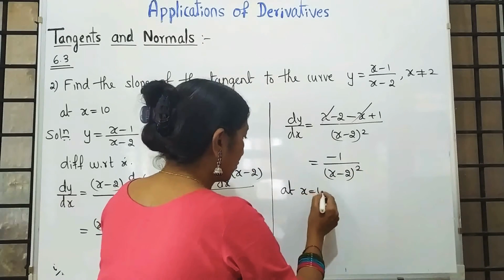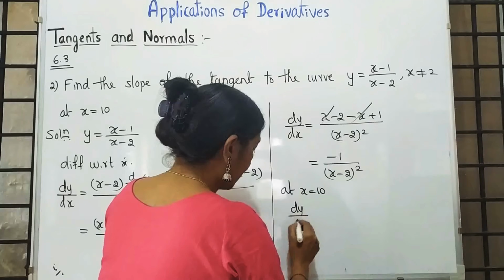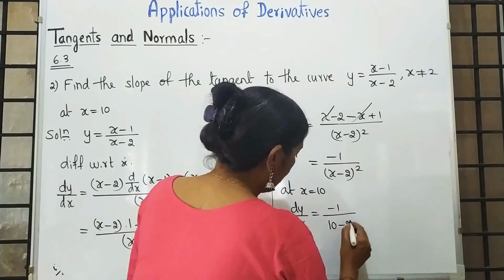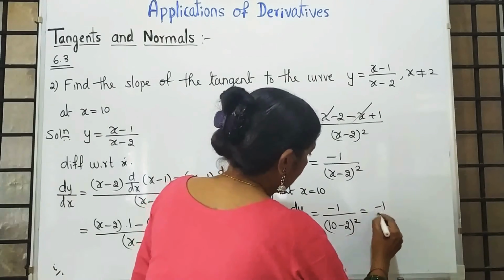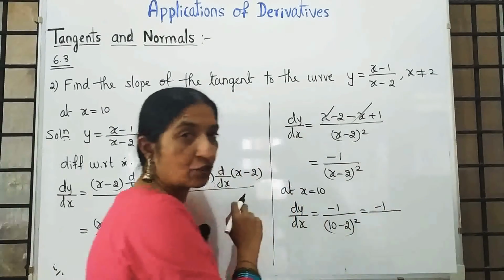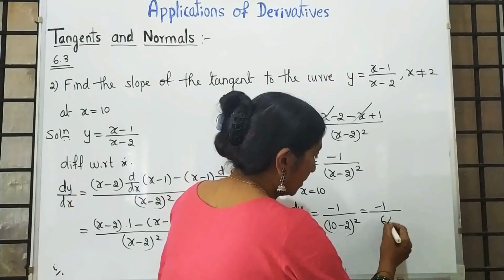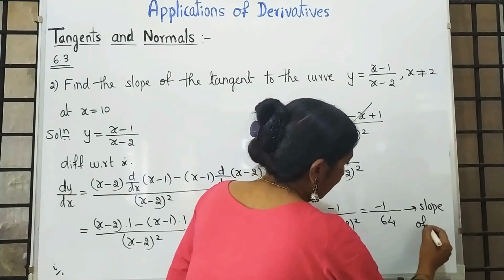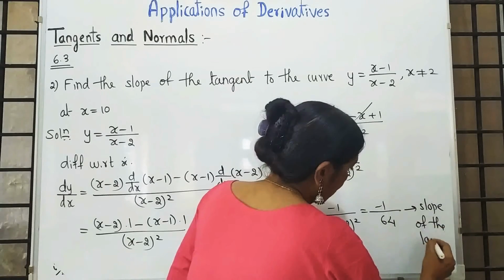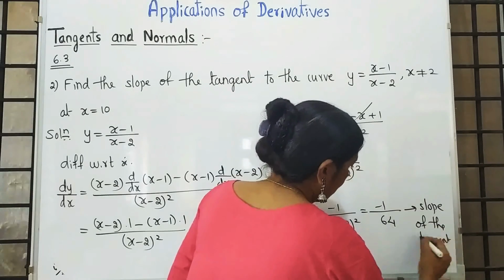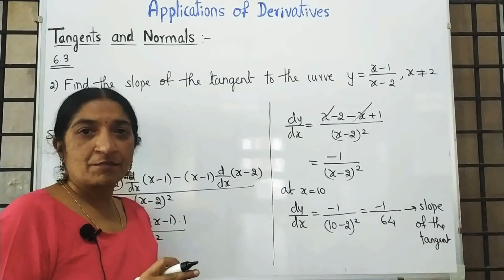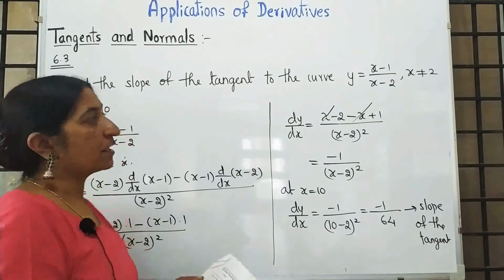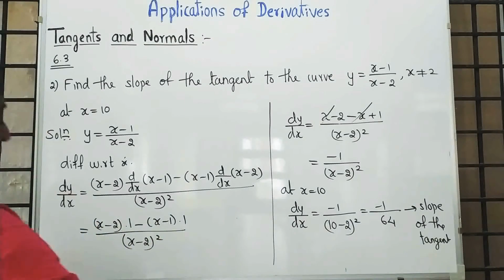At x is equal to 10, dy upon dx is minus 1 upon 10 minus 2 whole square. That is minus 1 upon, 10 minus 2 is 8, 8 square is 64. This is nothing but the slope of the tangent. So, understood the concept. The concept is very simple. Differentiate once, and after differentiation, wherever x is there, write down that given value. Moving to the next question.